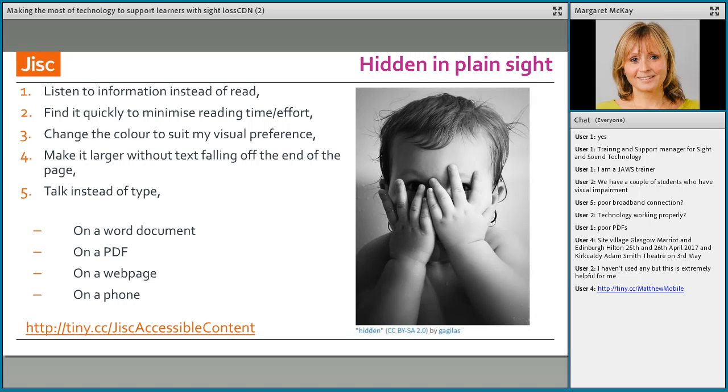Again, with built-in Adobe Reader, PDFs can be made so much more accessible, particularly if they have originated from a Word document that's been created accessibly. So hopefully you'll find out more about this when the future session focuses on that.